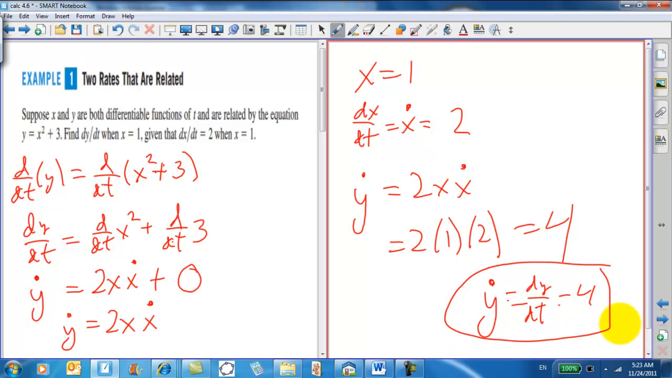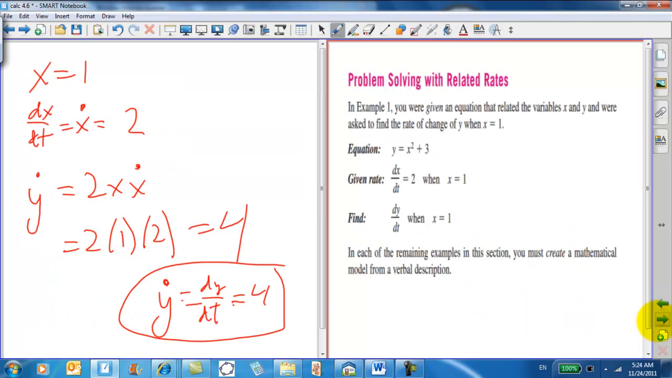Now, that doesn't mean y dot is always 4. It's just 4 when x equals 1. It also said that when x equals 1, dx dt was 2. So you have to look carefully at the given information. Okay?